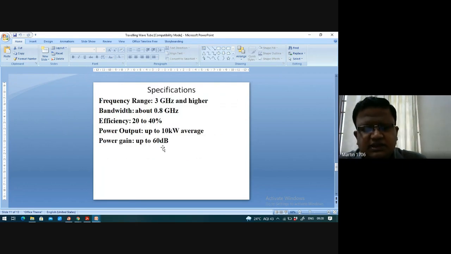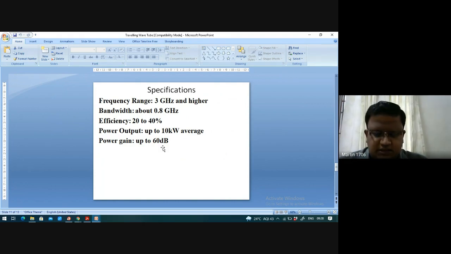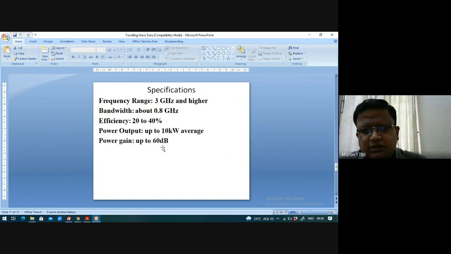And what is the specification of this TWT device? It is 3 gigahertz and higher, the bandwidth is about 0.8 gigahertz, and the efficiency of this device is 20 to 40%.